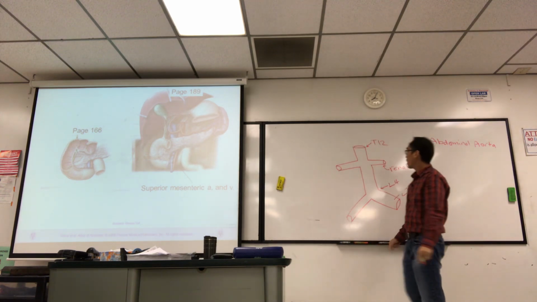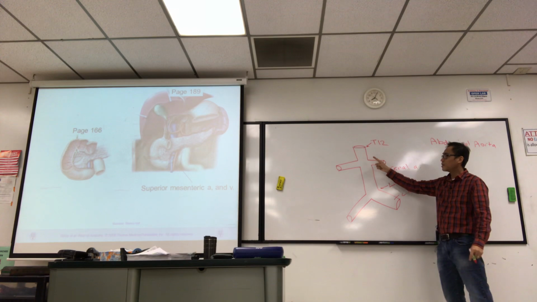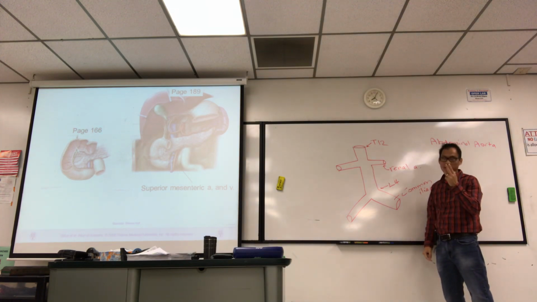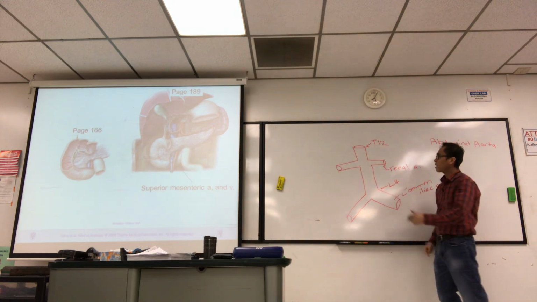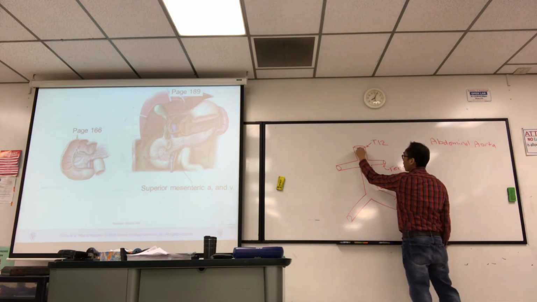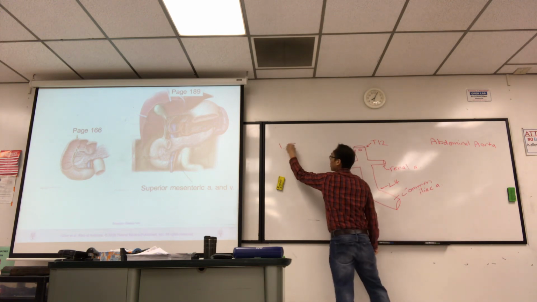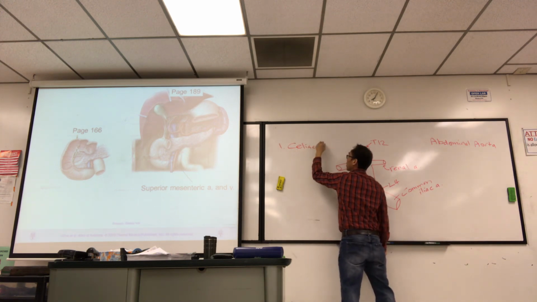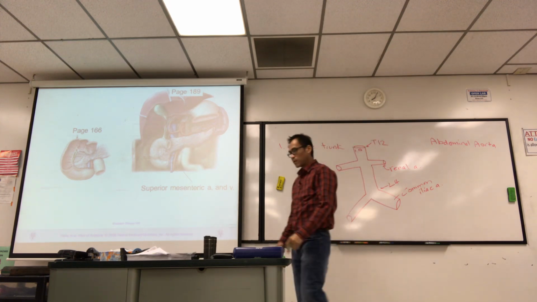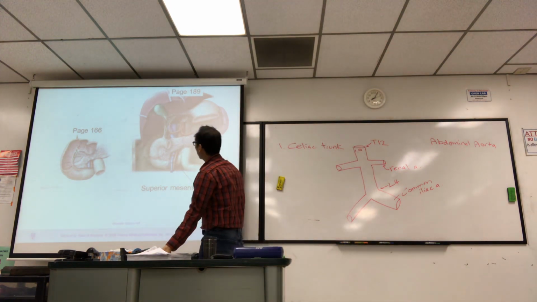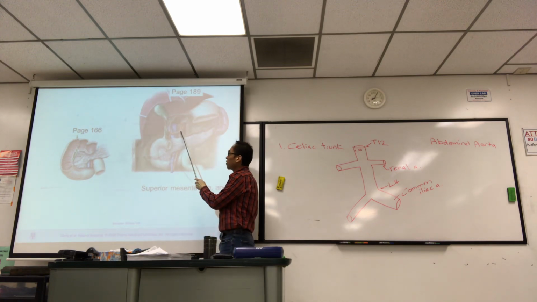Now there's 3 single branches that come off the abdominal aorta. They're not paired. And the first one that comes off, at around the level of T12, call it number 1 here, is the celiac trunk. I just draw it as a little circle. So, on this picture, it's right there.